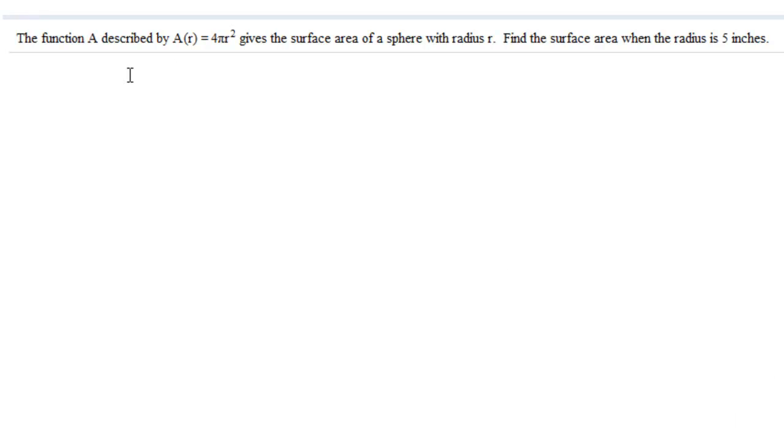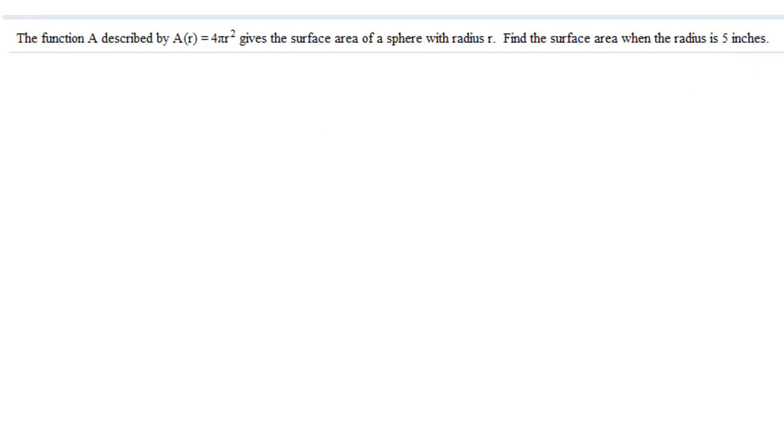Okay, we're going to look at this example of function notation. It reads, the function A described by A of r equals 4 times pi times r squared. This gives the surface area of a sphere with radius r. Find the surface area when the radius is 5 inches.